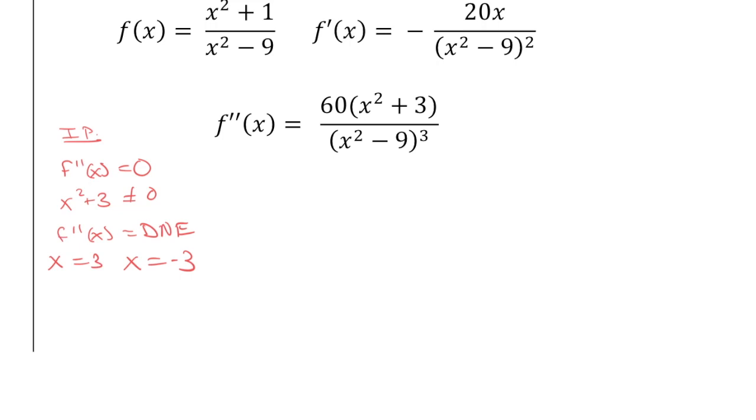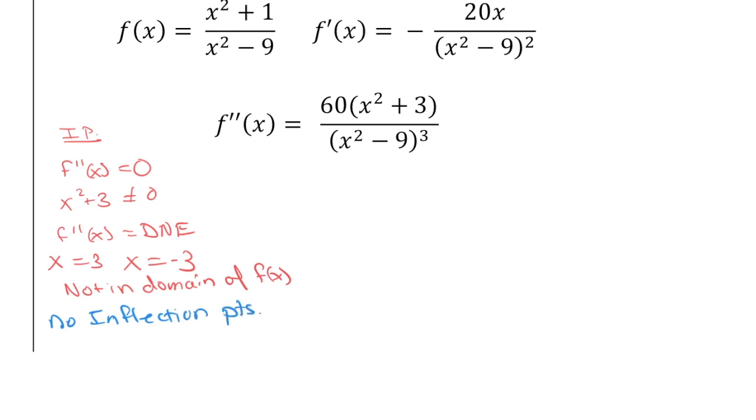However, look at f of x. x equals 3 and x equals negative 3 are not in the domain of f of x. Therefore, they cannot be inflection points of f of x. So not in your domain of f of x. They are not inflection points. Matter of fact, this graph has no inflection points. It's a good way to start with this example.